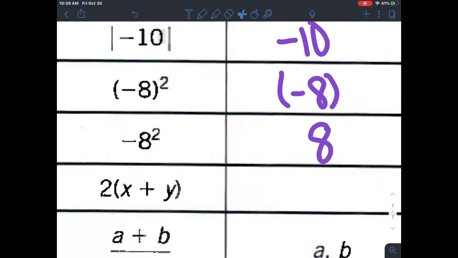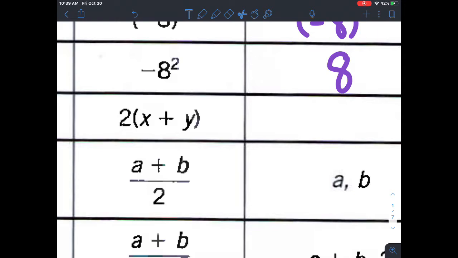And this is such a common mistake that I see students making, the difference between these two. If the negative is in parentheses, you're squaring it. If the negative is not in the parentheses, you do not square it. You'll see that come up on probably your review guide and probably your summative, maybe the cumulative exam, so be careful of that. Next one, we have 2 and then times the quantity x plus y.